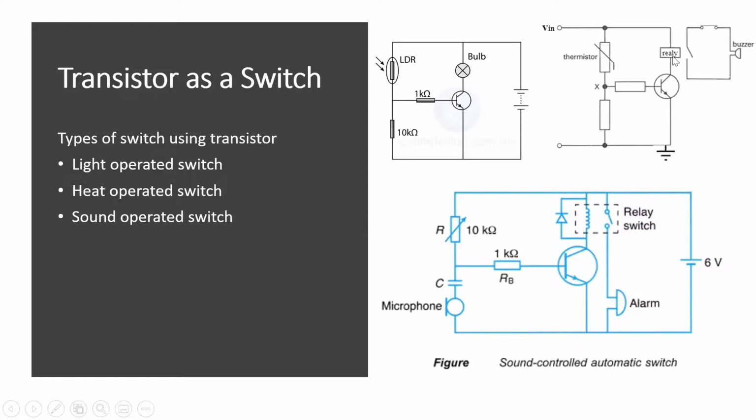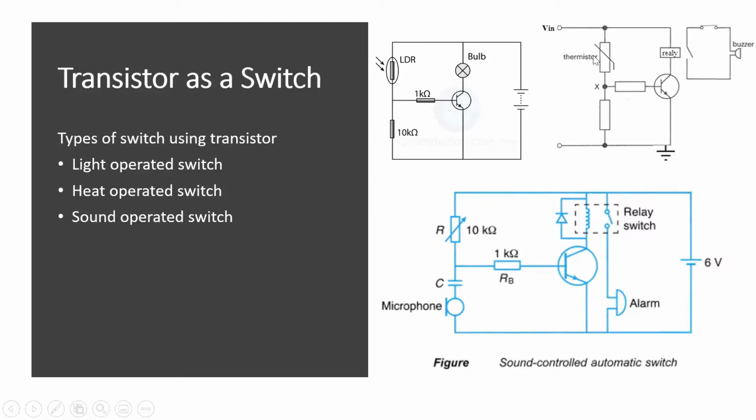And this is a relay switch. Relay switch means this is like an electromagnet. When current flows through, this will become a magnet. It will attract the switch, and the switch will turn on and the buzzer will go on, the alarm will ring. So if the temperature is high, the alarm will ring.